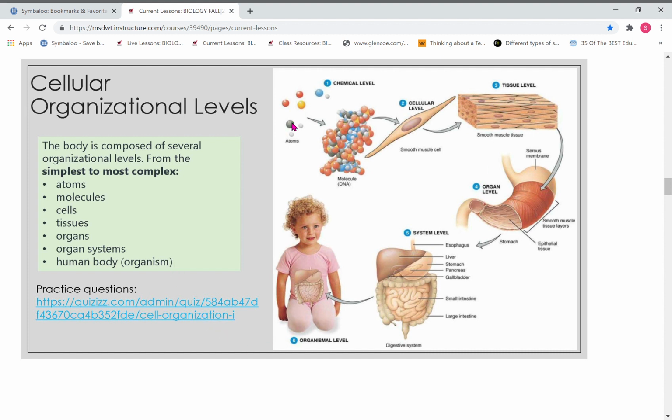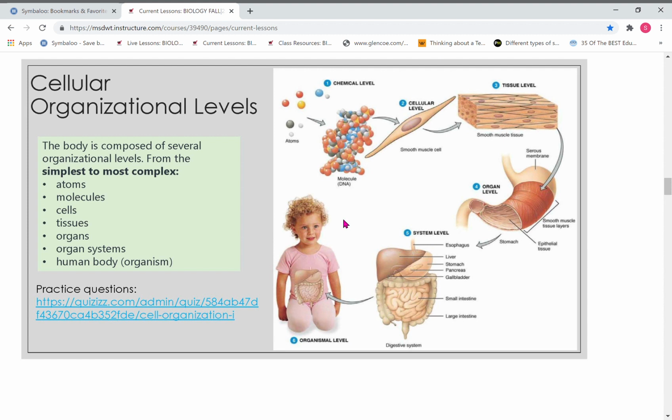So again, over here we see atoms, molecules, and the cellular level. So here we have simple, incredibly simple, to a little more complex, to the cellular level, which is even more complex. Then we have tissues, and a bunch of tissues make an organ. And many organs make an organ system, and then every organ system makes an organism.